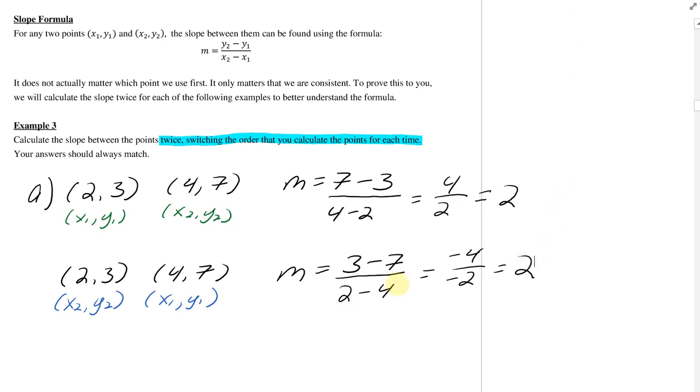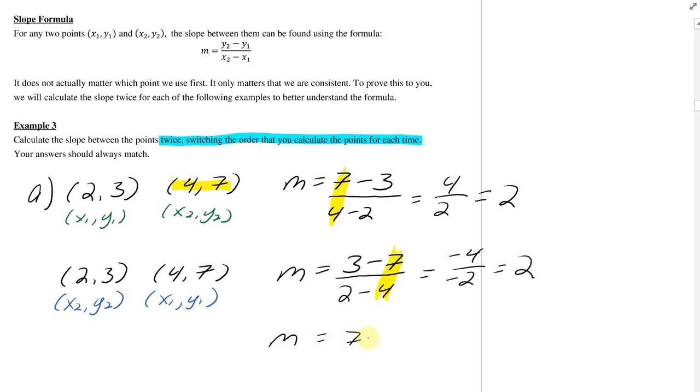So here's the point I'm trying to make. It doesn't matter which point comes first. If you have a preference as to which point comes first, that's totally fine. The thing that is important, though, is that the point stays with itself in the formula. For instance, here's my 4 and my 7. Notice that they have to be on top of one another.